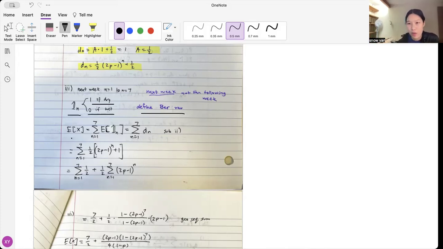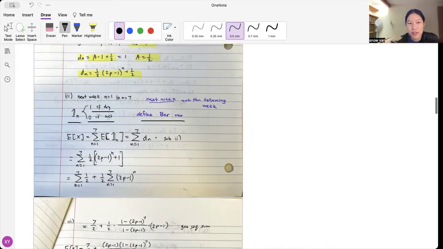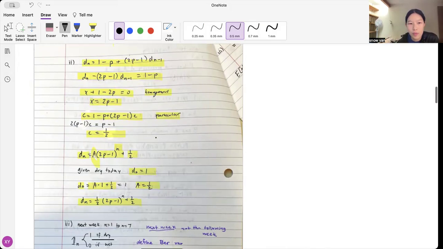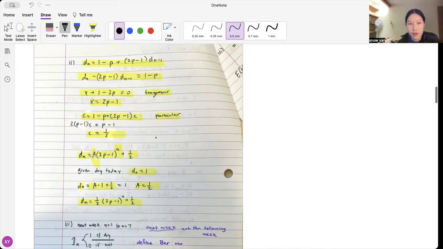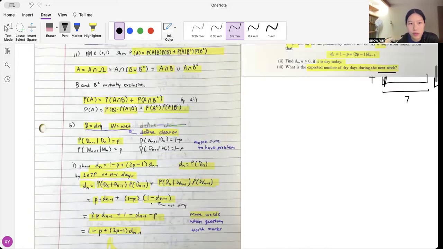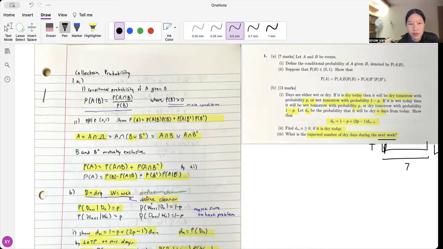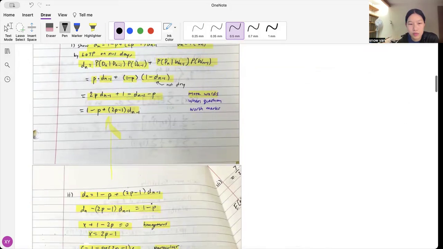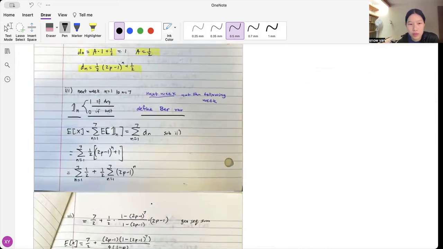So our expected value is the sum over 7 days of the expected value of our indicator, which is equal to the sum of d_n when we substitute part 2. Where was our part 2? Here. This is a great question, but I think that's later on. I substitute this one, that's the next step.